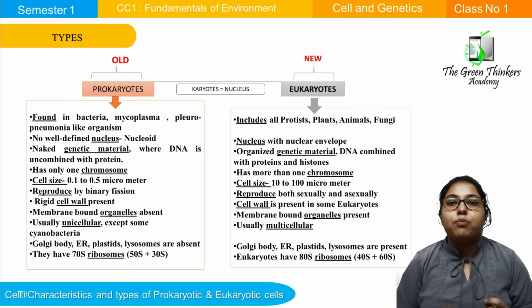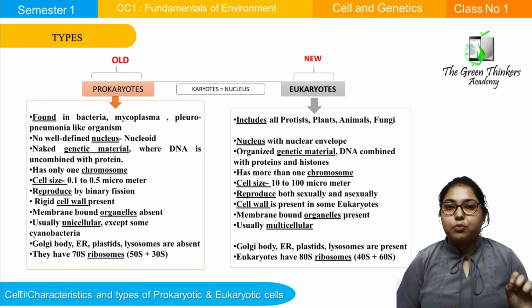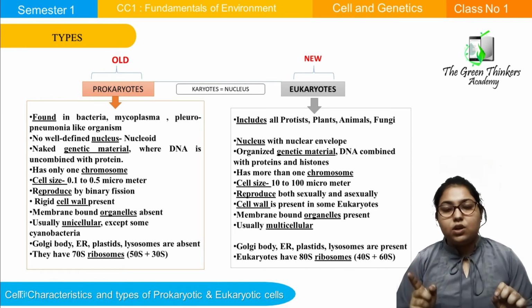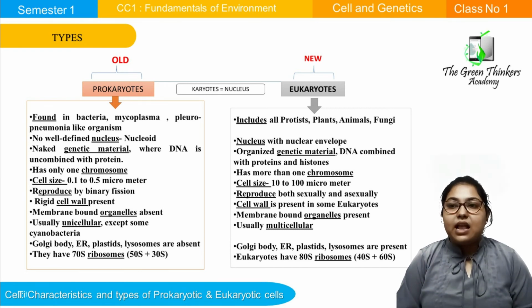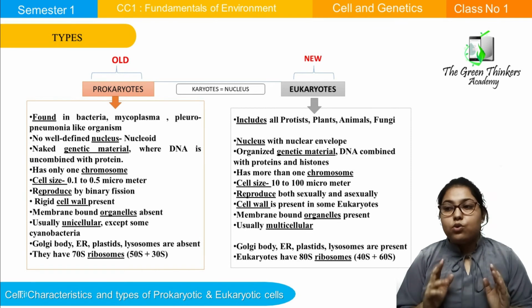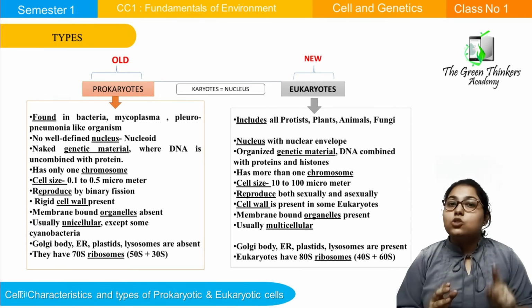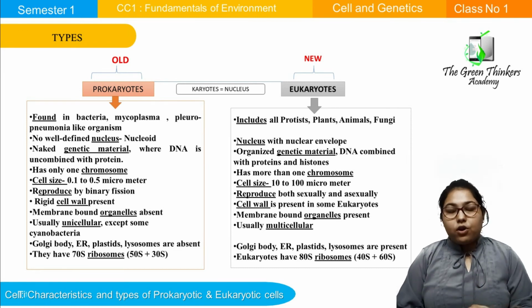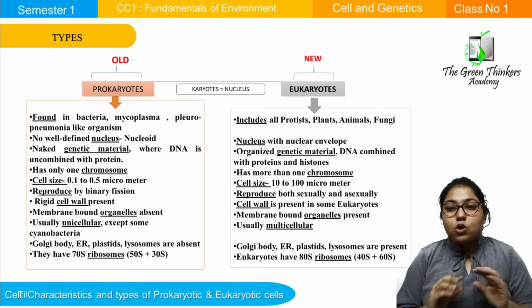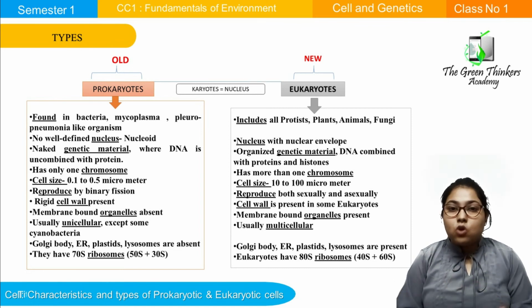Next is the process of reproduction. It is asexual in prokaryotes, whereas both asexual as well as sexual in eukaryotes. Next is the cell wall. The cell wall of the prokaryotes is very rigid, whereas in eukaryotes, it is not so rigid, and it is not present in all the eukaryotes. That also you should keep in mind. Now the organelles. The membrane-bound organelles are absent in prokaryotes. Eukaryotes have them.